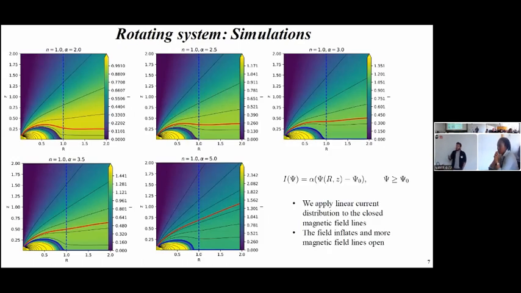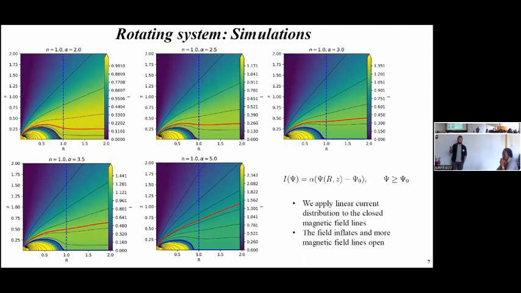Now we will increase the parameter alpha, which means that we will apply linear current distribution, which means that n is equal to 1. By increasing this linear current distribution, which means that we increase A, we see that the previous closed magnetic line, for example, A, is now open and smoothly crosses the light cylinder.